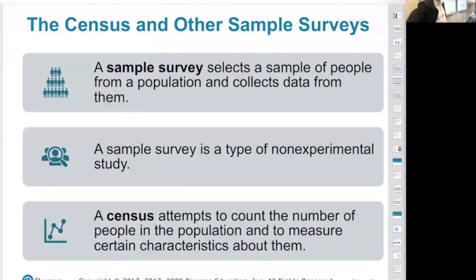Of course, a sample survey means you select a sample from the population and start to collect the data from them by asking them questions, a questionnaire or something like that. We consider the sample survey a type of non-experimental study. Non-experimental study. Make sure that you know this part. The census attempts to, what is the census? Of course, you already know the census, like the US census. It happens every 10 years, okay?